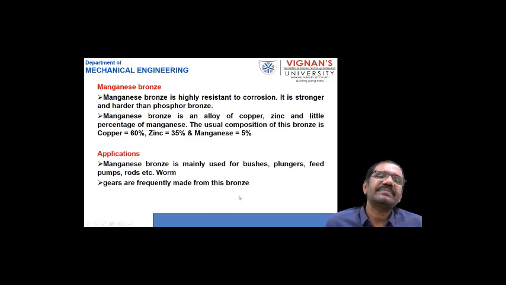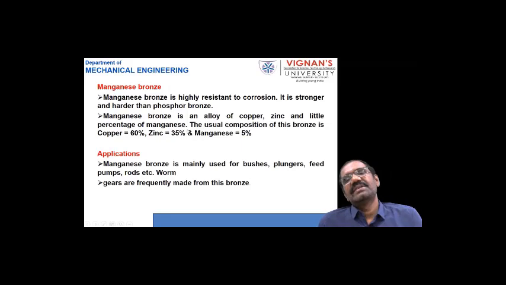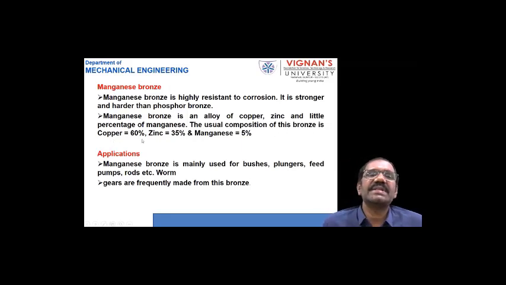Next one is manganese bronze. Manganese bronze usually has high resistance to corrosion, which is common. It is stronger and harder than phosphor bronze, so if you want, you can write this point. Manganese bronze is an alloy of copper, zinc, and a small percentage of manganese. The usual composition of this bronze is copper 60%, zinc 35%, manganese 5%.